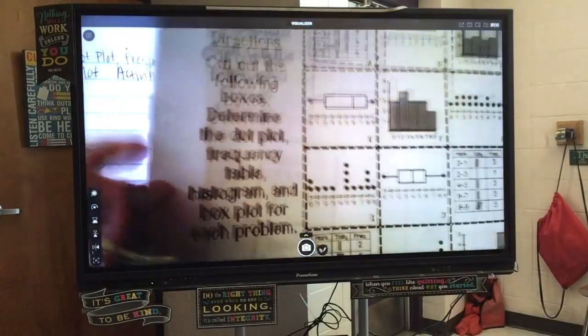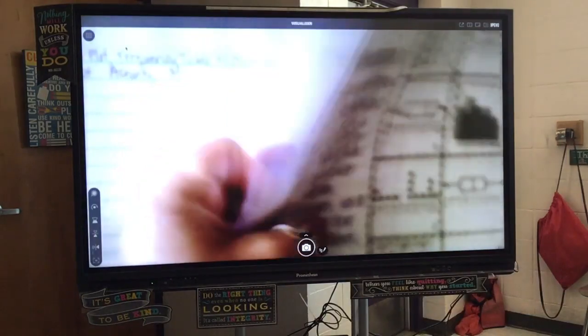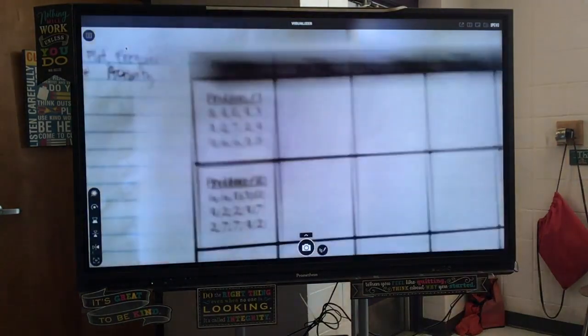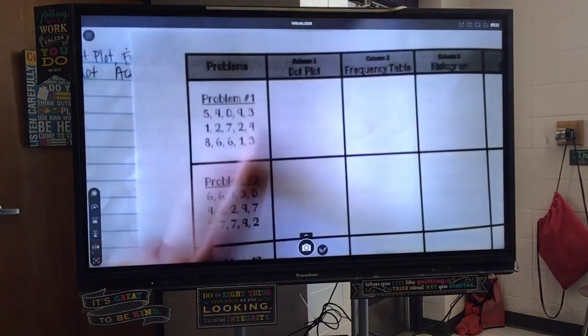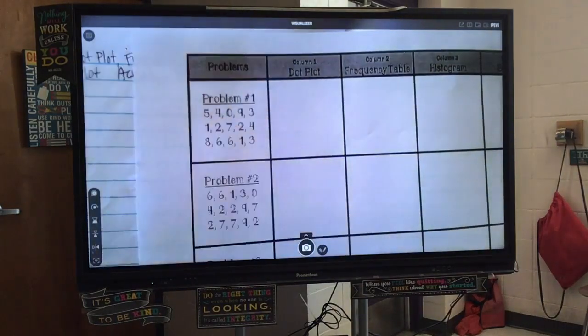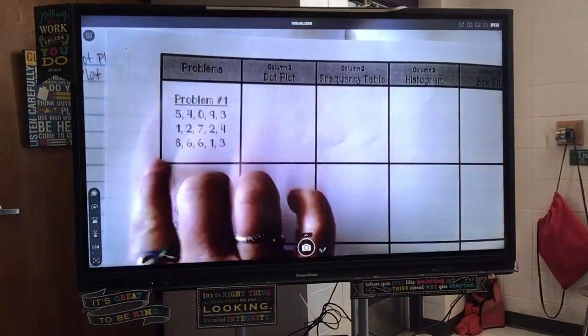So if you look at your page that has your name, date, and period on it, you have a problem. So problem number 1, this is your data. That data you're going to use to determine which dot plot, frequency table, histogram, and box plot all go with that problem. Does that make sense?